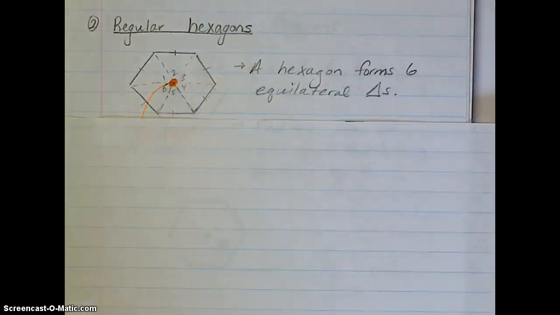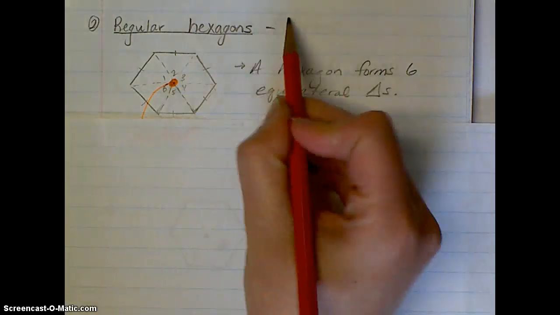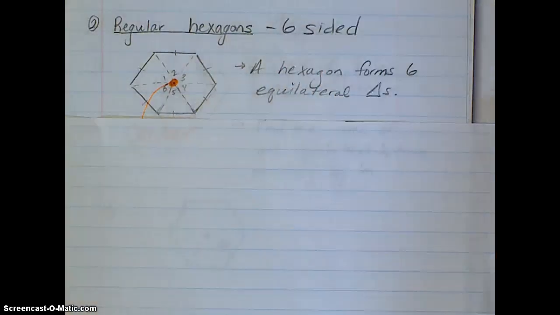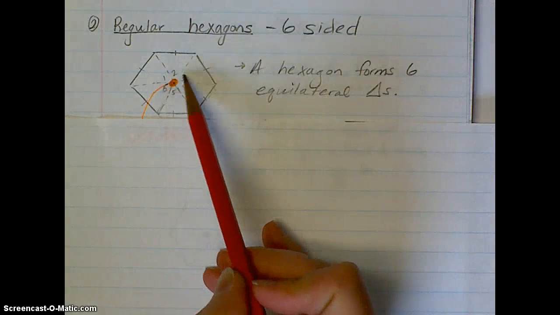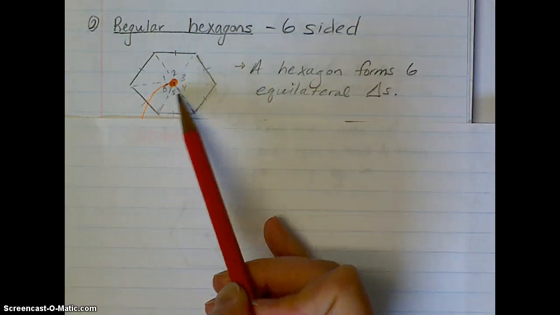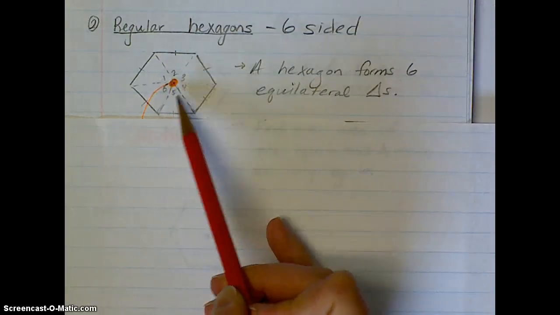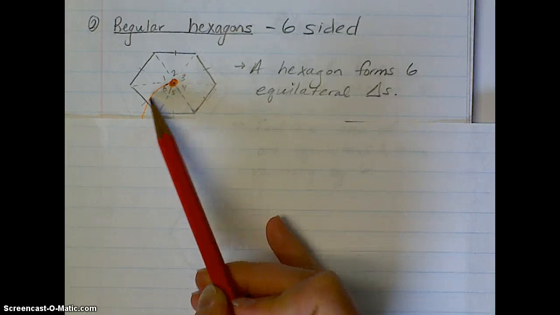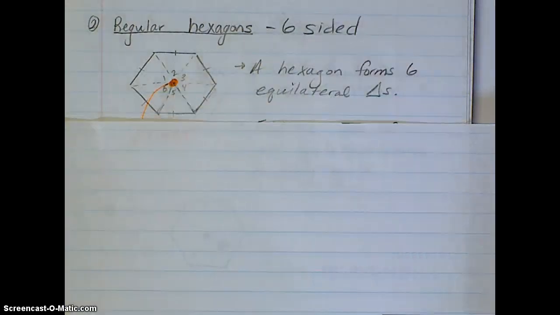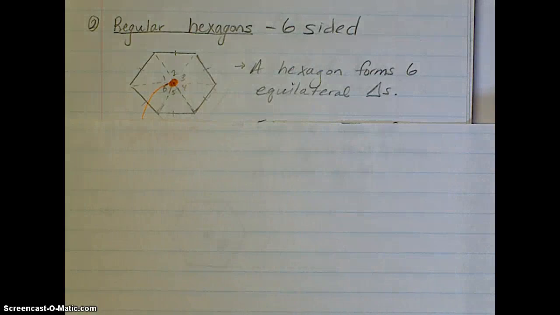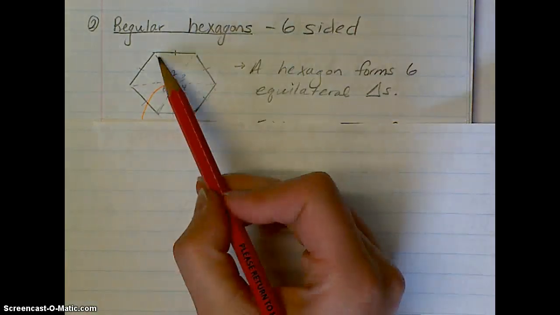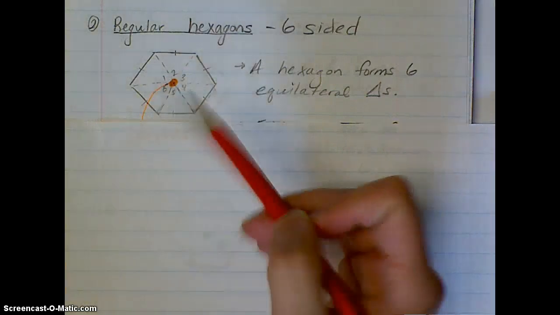Okay, let's try a couple examples for regular hexagons. Remember that is a 6-sided polygon, and if it's regular that means all the side lengths are the same. That's why I have tick marks here. And we also know that all of these angles on the inside, these are called central angles because they are connected to the center. That's what this orange point here is. We know that all of those central angles will be the same because all of the side lengths on the hexagon are the same.